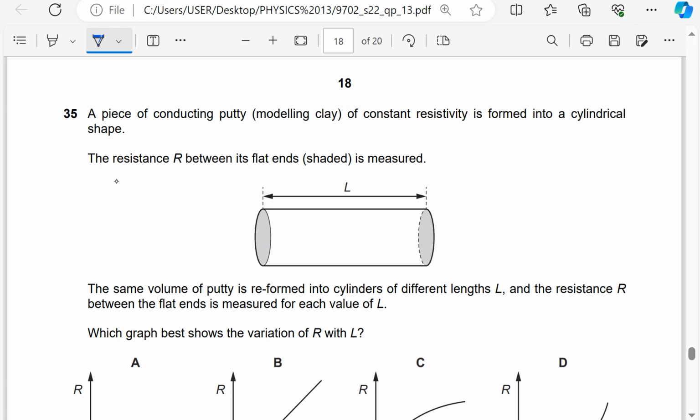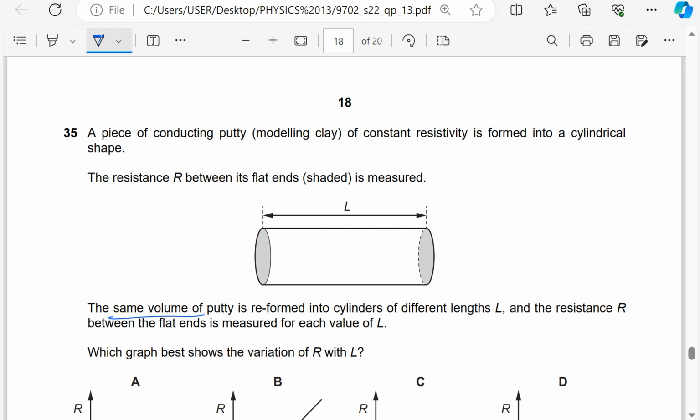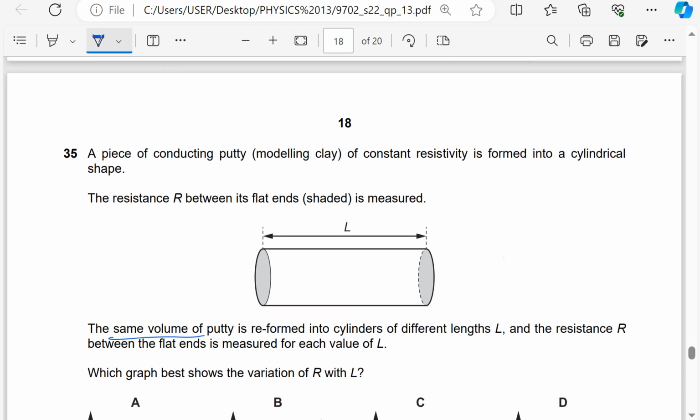A piece of conducting putty modeling clay of constant resistance is formed into a cylindrical shape. The resistance R between its flat ends is measured. The same volume of putty is reformed into cylinders of different lengths, and the resistance R between the flat ends is measured for each value of L. Which graph best shows the variation of R with L?